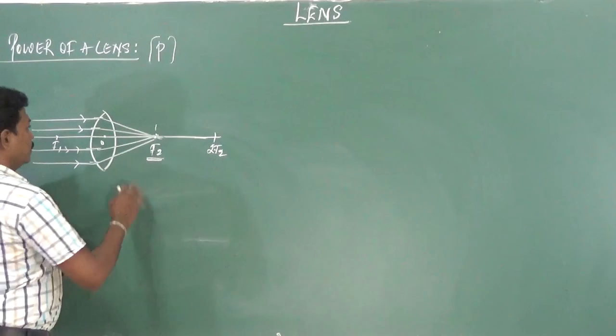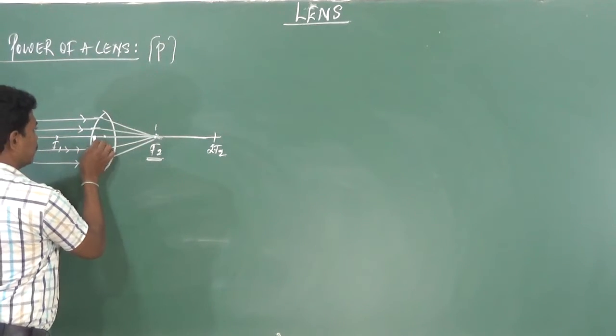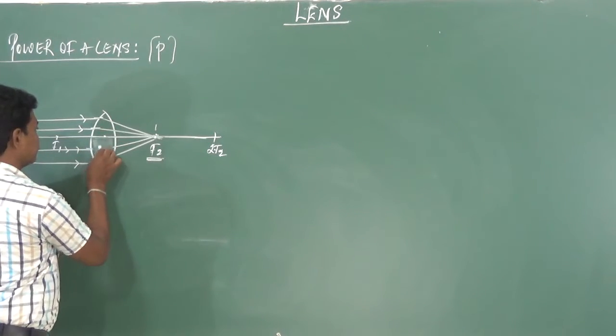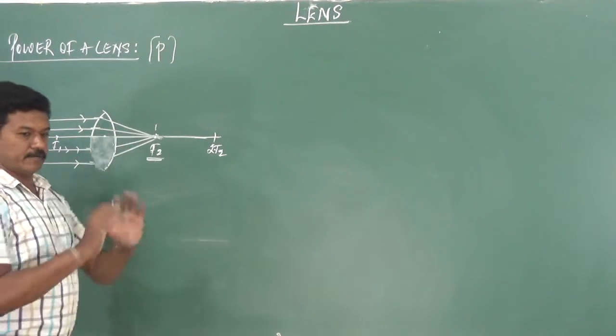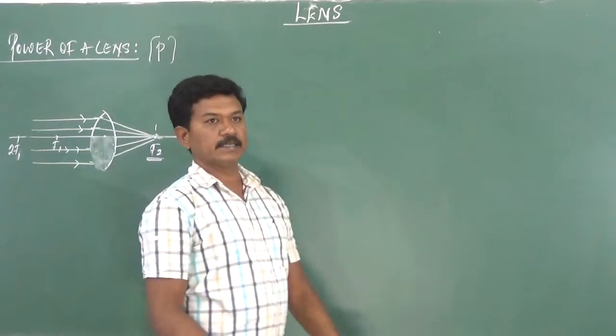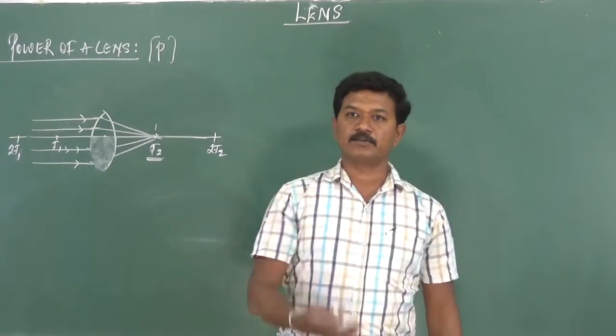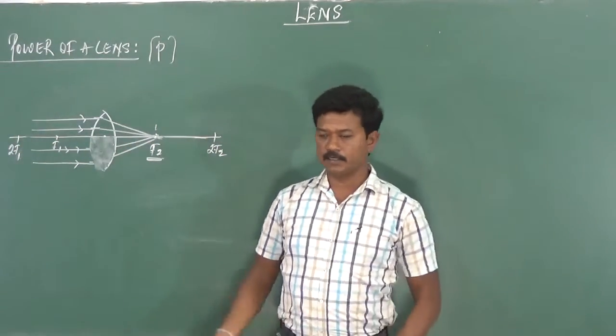Now, if you cover this lens by a black cloth, half of the lens if you cover it by a black cloth. The black cloth is said to be an opaque object, it won't allow the light rays to pass through it.